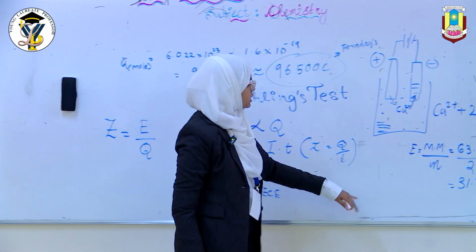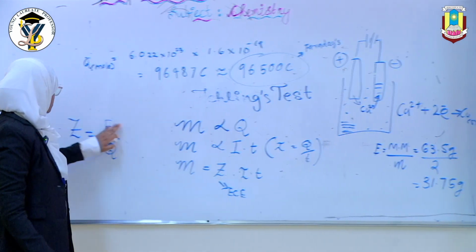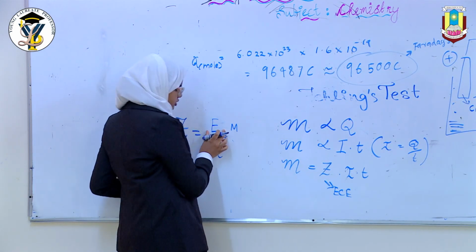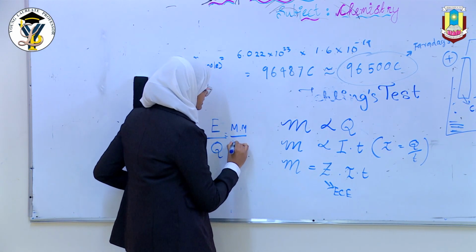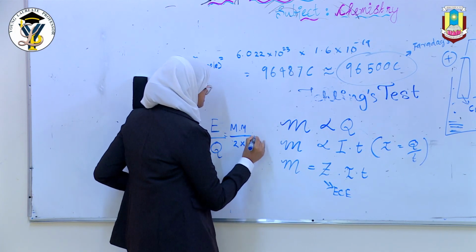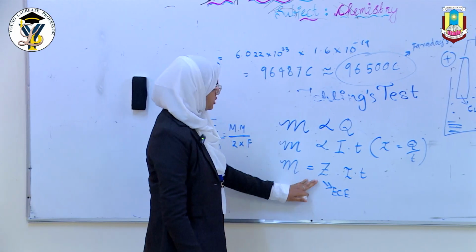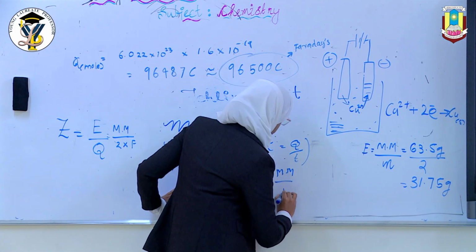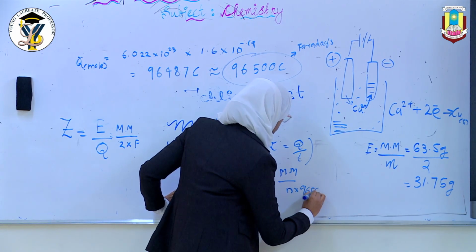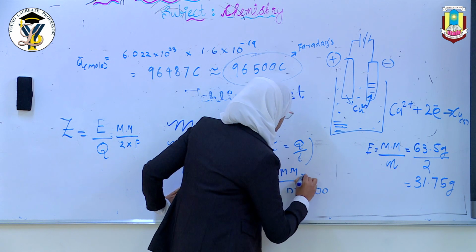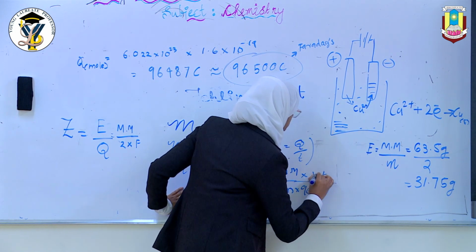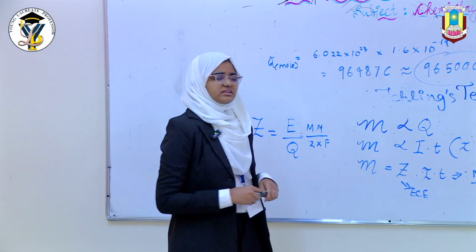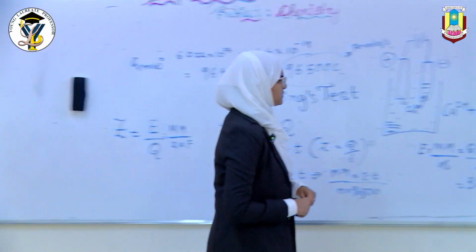If we substitute these values over here, we can write the equivalent weight as the molar mass divided by the number of electrons into the Faraday's constant. And substituting this value over here, we can just get the result. I hope this was pretty clear to you. This is what basically we derive from the first law. Now moving on to the second law.